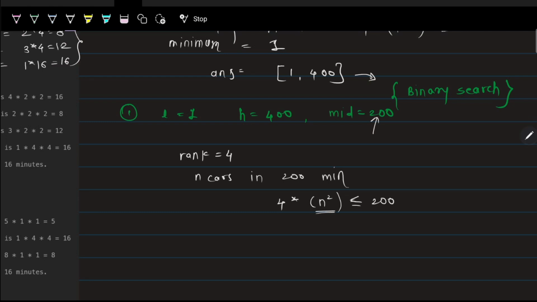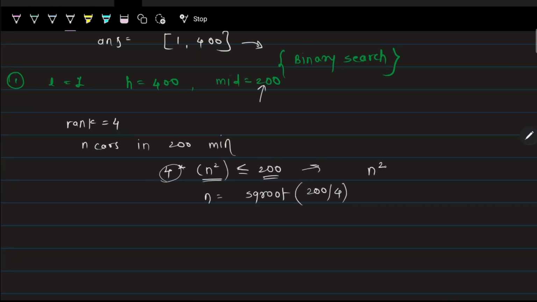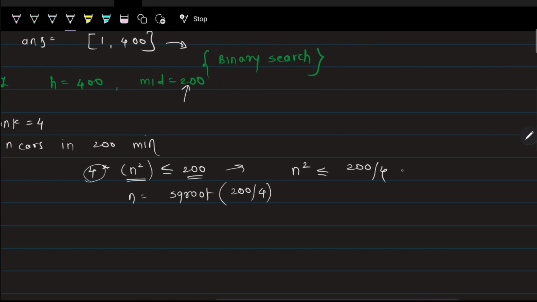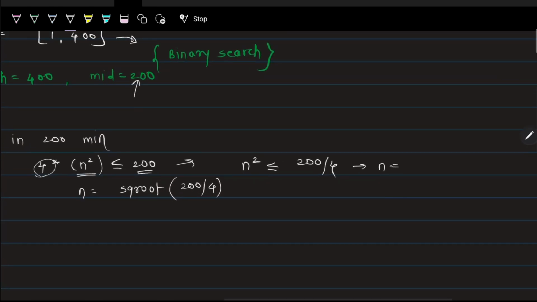So what is my goal here? I just want to calculate this n: how many cars this mechanic with rank 4 can repair within 200. So that would be nothing but n equal to the square root of 200 by 4. How is this formula coming? This can be written as n squared is less than or equal to 200 by 4. Then n should be less than or equal to the square root of 200 by 4. Makes sense? So this will give me the n required.